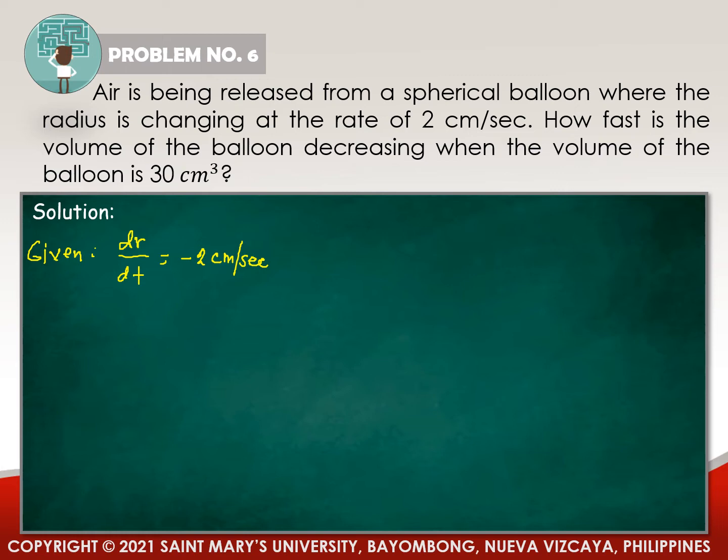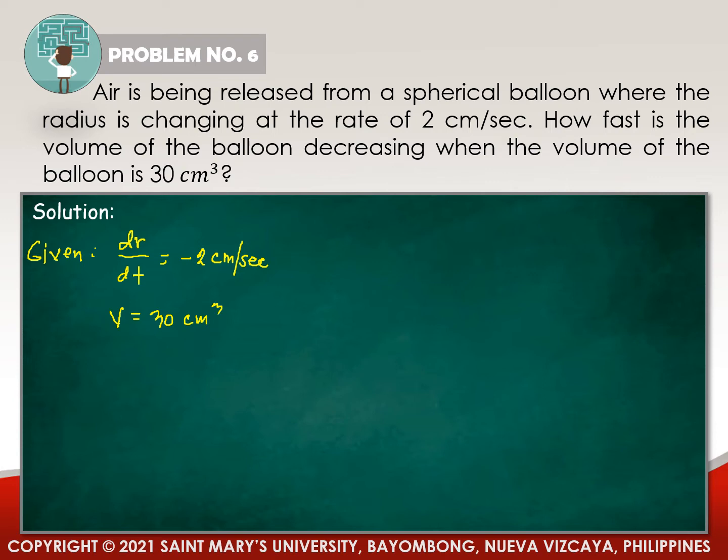Because we are talking about a spherical balloon and the air is being released. It means that while the air is releasing, the volume of the balloon is what? Decreasing also. So the radius is also decreasing because the balloon is getting smaller. That is why the rate at which the radius is changing is negative, negative 2 centimeters per second. And then, there is one more given. The volume of the balloon is 30 centimeters cubed. V equals 30 centimeters cubed. Okay.